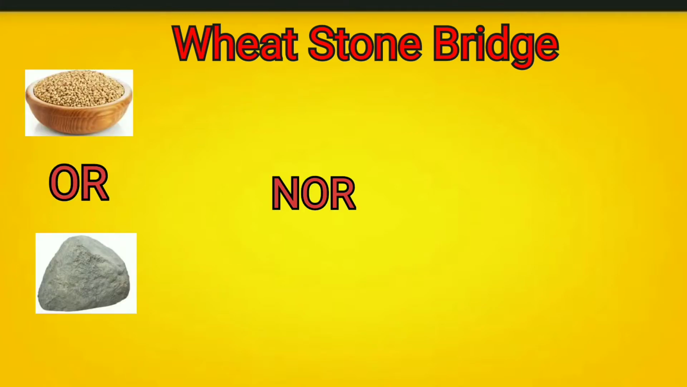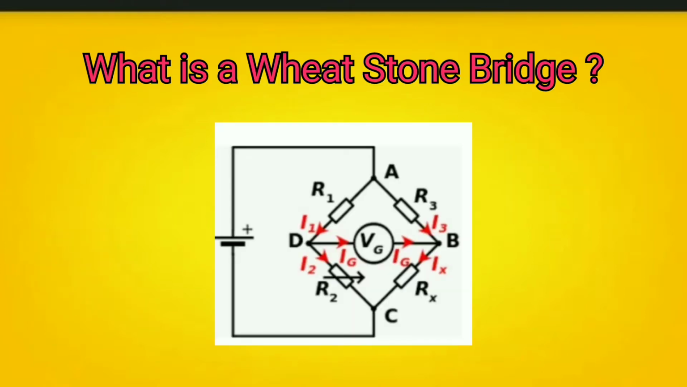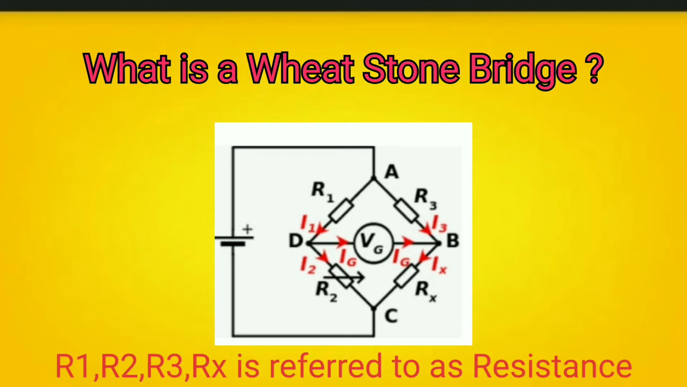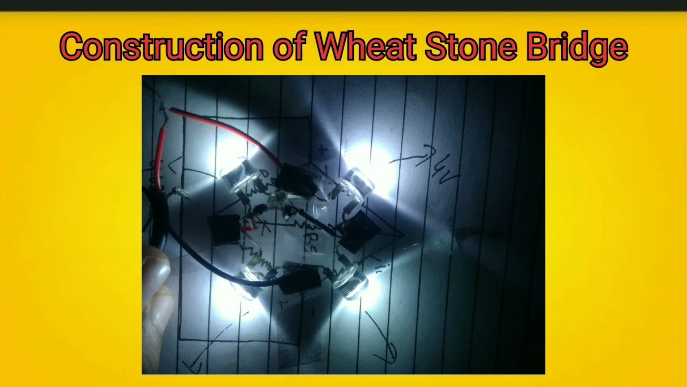In this video we're going to discuss the Wheatstone bridge, but it is neither composed of wheat or stone, nor a bridge. So now the question arises: what is a Wheatstone bridge? A Wheatstone bridge is an electrical circuit used to measure an unknown electrical resistance by balancing two legs of a bridge circuit, one leg of which includes the unknown component, and here the component is referred to as a resistance.